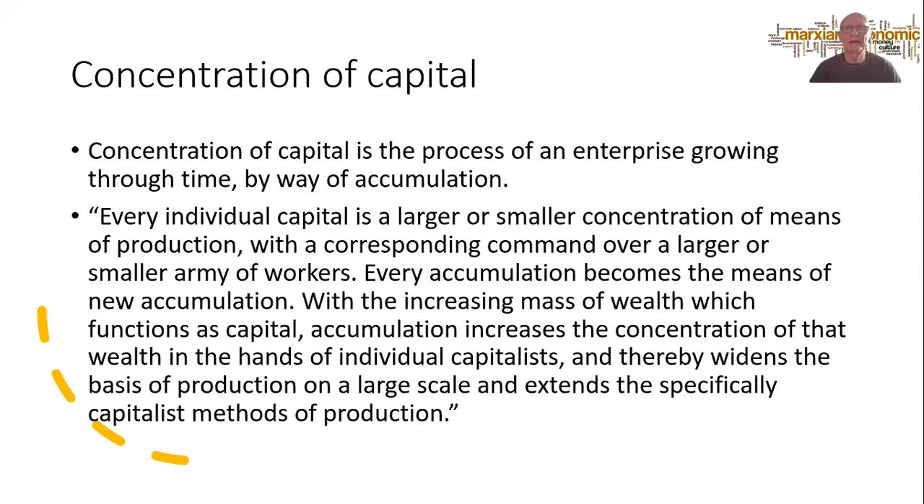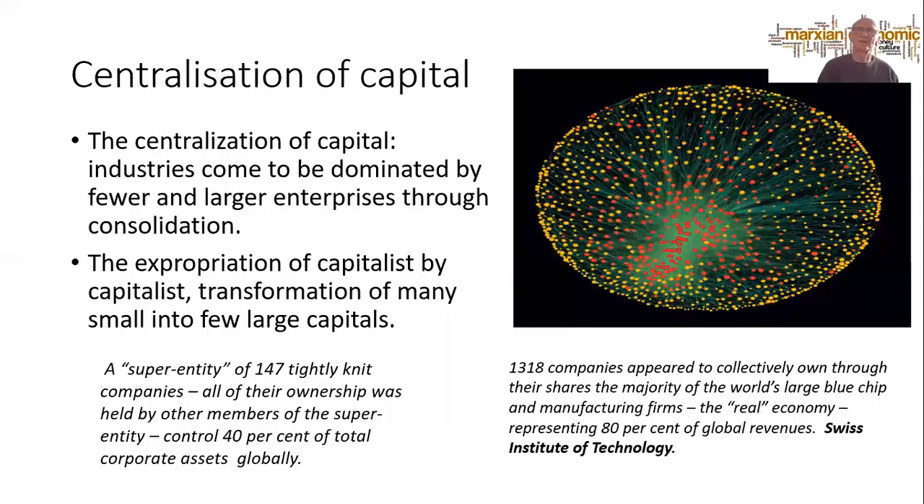So every new accumulation means an increasing mass of wealth that functions as capital and increases the concentration of that wealth in the hands of individual capitalists. I'm going to do a post in the next couple of weeks which brings that up to date, the facts and figures on how the concentration of capital is taking place and how that is the process that follows from the law of accumulation. But it's not just concentration of capital.